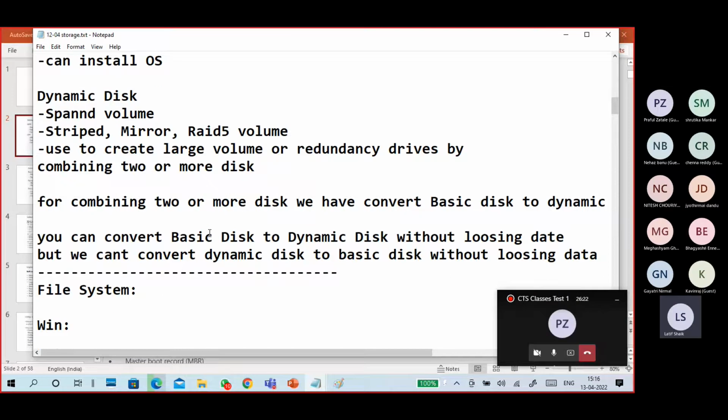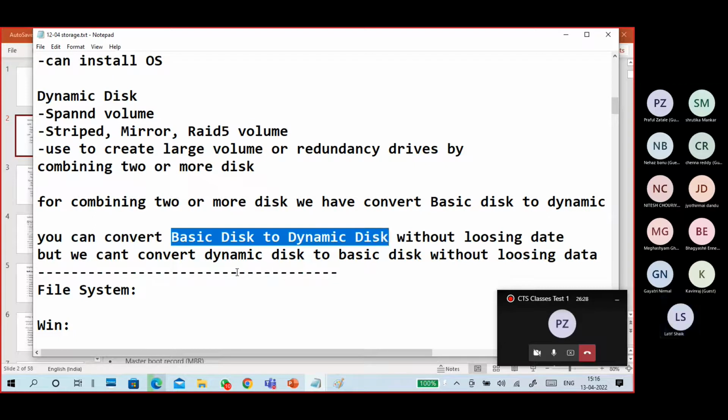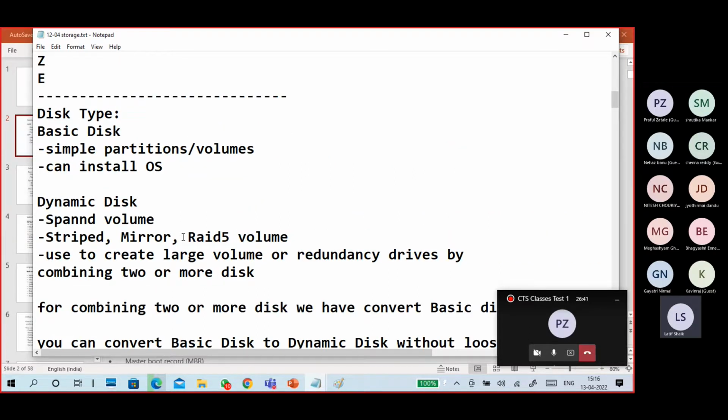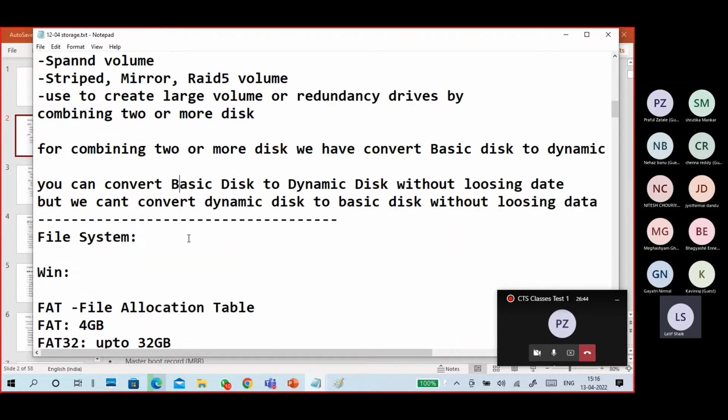So this is an important point to note for ourselves: don't convert a basic disk to a dynamic disk unnecessarily. If you convert, you don't lose data, but if you want to convert it back from dynamic to basic, you have to delete the entire partition. That's why we avoid it. So those are the disk types.